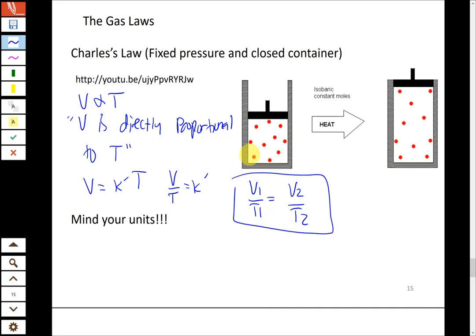Now, as I'm sort of hinting at already, you don't necessarily need to memorize all three equations, because there's going to be one unified gas equation that we'll get to next time that allows you to establish all of these relationships from the same starting point. But if you want to know them individually, that's fine too. And this is the relationship between volume and temperature if everything else, pressure, number of moles, is constant.